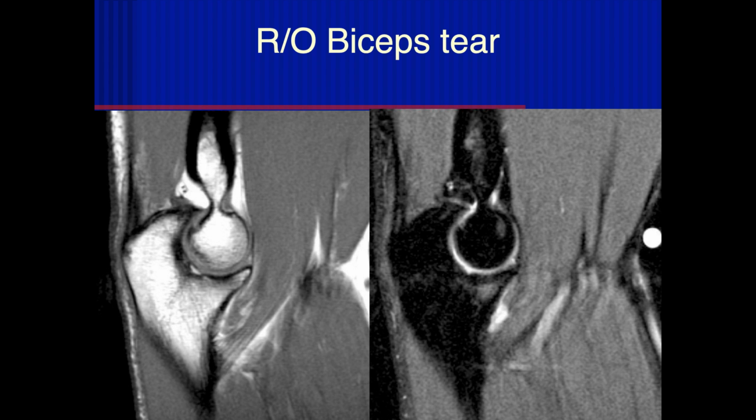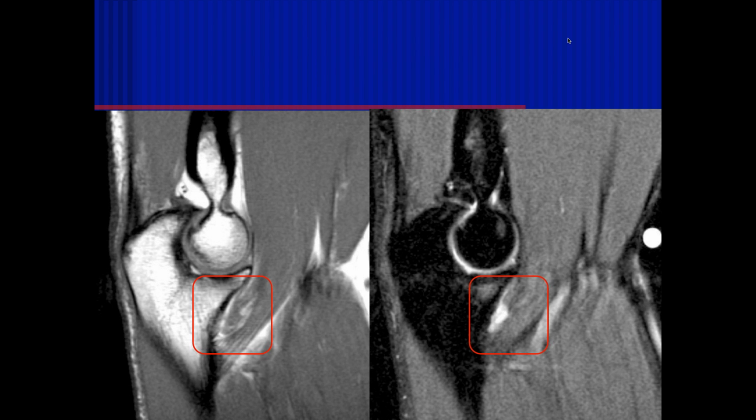Just looking here, we have two sagittal views. I'm trying to find the biceps tendon here. I see some fluid. I think I see a biceps tendon within the mid portion, right there, yeah. I would have to scroll through this a little bit more. Is this the brachioradialis? Yeah, that's the brachioradialis.